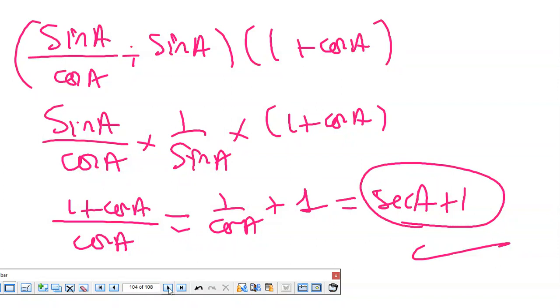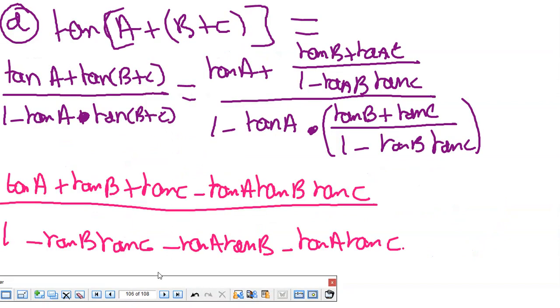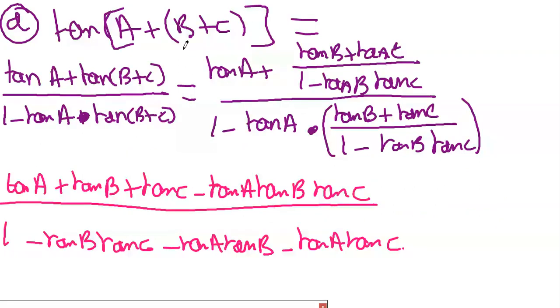The last exercise, I hope I still have time, number 7. I need to express tangent (A plus B plus C) in terms of tangent A, tangent B, and tangent C. Now let's start the first question. Tangent (A plus B plus C). So I took this one, it's one term. So tangent of something plus something is tangent the first term plus tangent the second over 1 minus tangent the first times tangent the second.